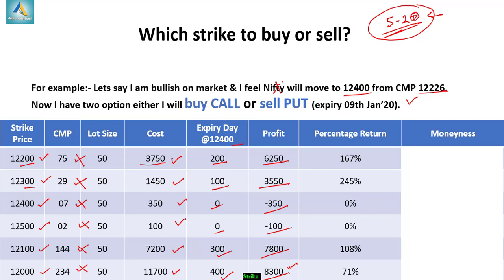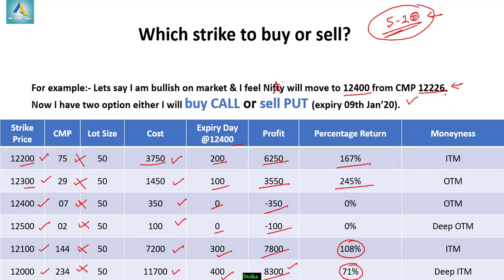If you look at the percentage return, it simply says that in case you have bought 12,000, then the percentage return is around 71%. In case you have bought 12,100, the percentage return is around 108%. In case of 12,300, it is 245%, and in case of 12,200, it is 167%. And the current market price of Nifty is 12,226.